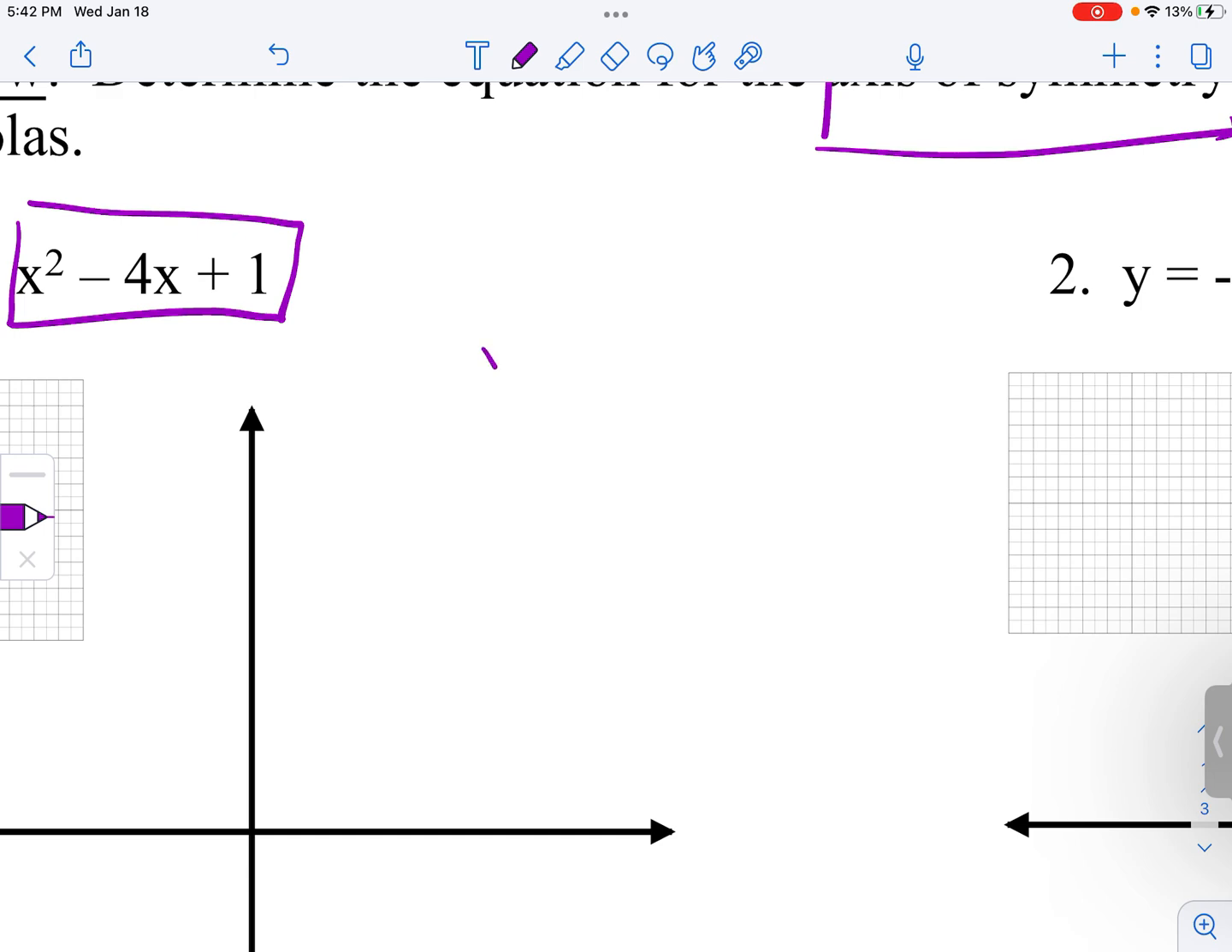So let's see, we have x, y. I'm just copying now.